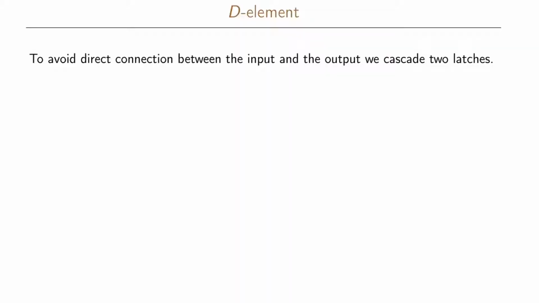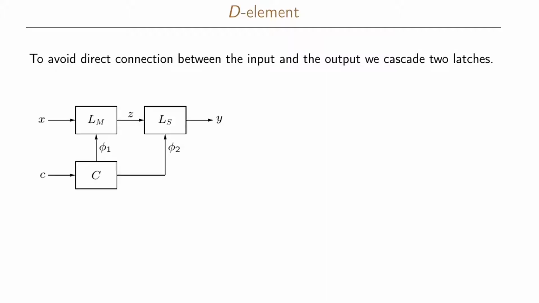We will now construct a D element by using two latches. The problem with the latch is that if we have the control signal 1, then there is a direct connection between the input and the output of the latch. So what we want to do is have a cascade of two latches instead.